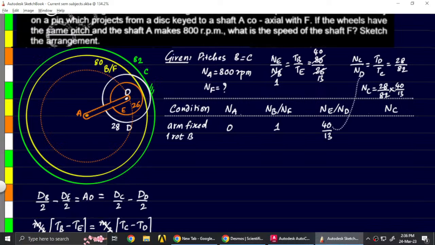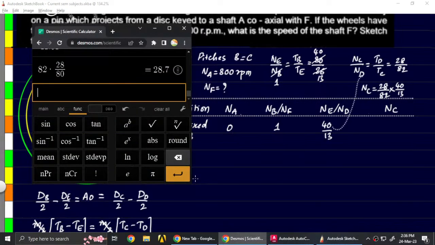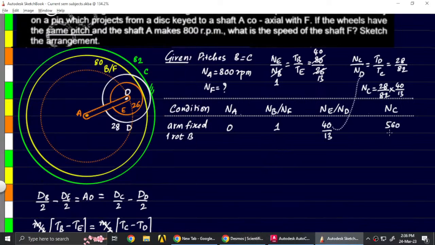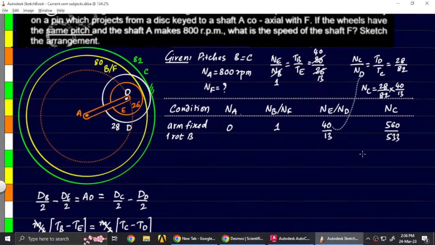Okay, we'll have to simplify this. Let's go ahead and do this in the calculator. 28 into 40 divided by 82 into 13. We want it in fraction format. That's a big one. So 560 divided by 533. Okay, so this is the value.